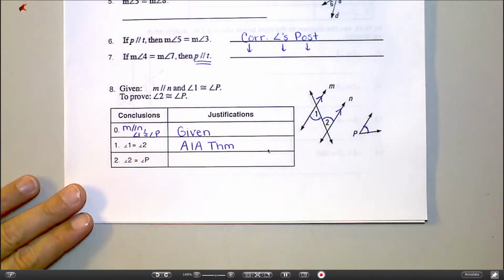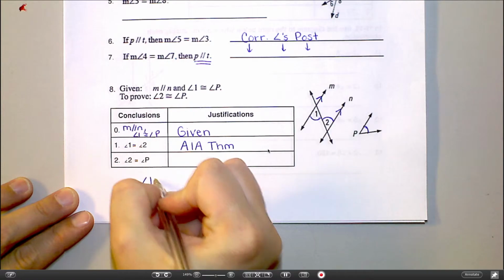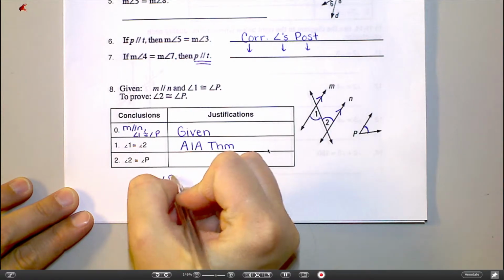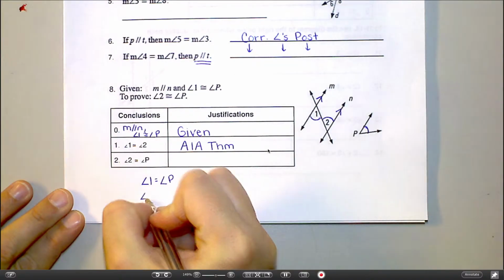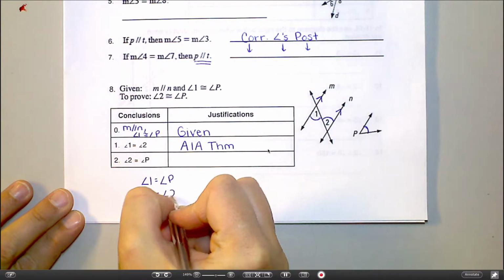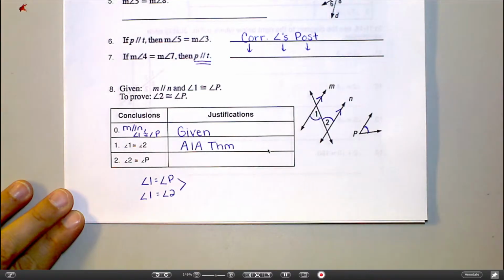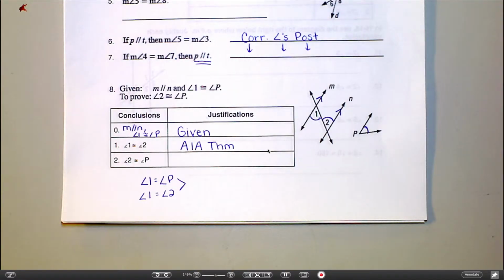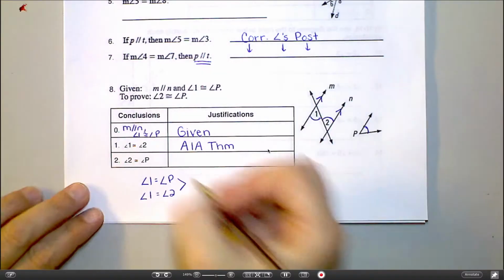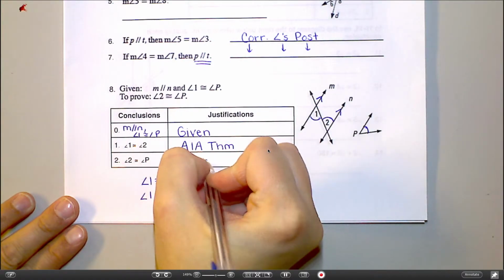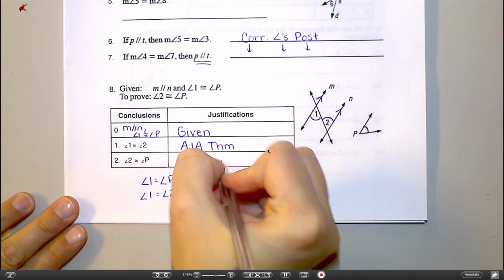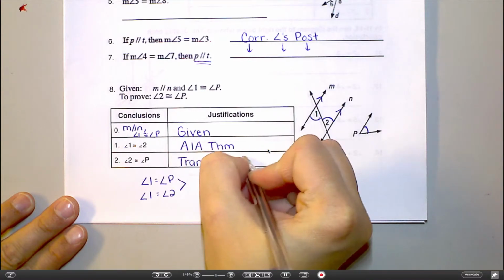So now if I have angle 1, and I'm just rewriting this down here so you can see it a little more clearly. Up in the first step I said angle 1 equals angle P, and then I said angle 1 equals angle 2. So how do I know these two are equal to each other? Do you remember the name of that property? We talked about it yesterday. Is that Laura's hand back up there? That's the transitive property, yeah. Transitive property. Is there an abbreviation for that? Trans? I guess you could do trans, sure.